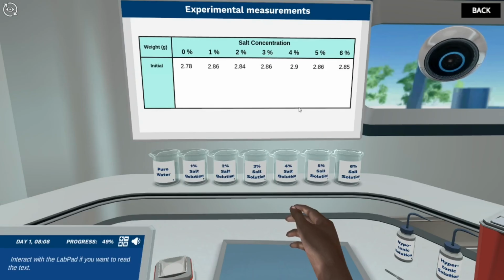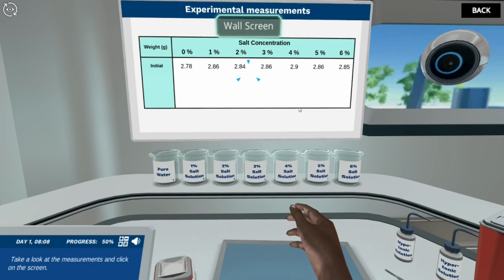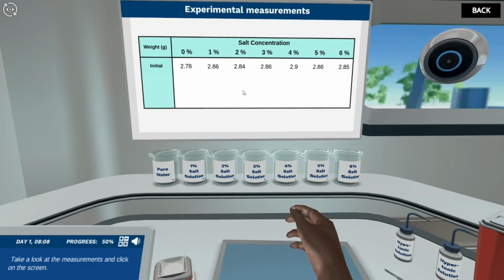I'll measure the weight of the other potato cubes and place them in the remaining solution so you don't need to do all that manual work. Take a look at the measurements and click on the screen. Remember when I told you to cut the potato into equally sized cubes? As a robot, seeing these different weights, it astonishes me how imprecise organic beings can be. Not a problem. We can correct for this. Let's leave the potatoes in the solution for a day.